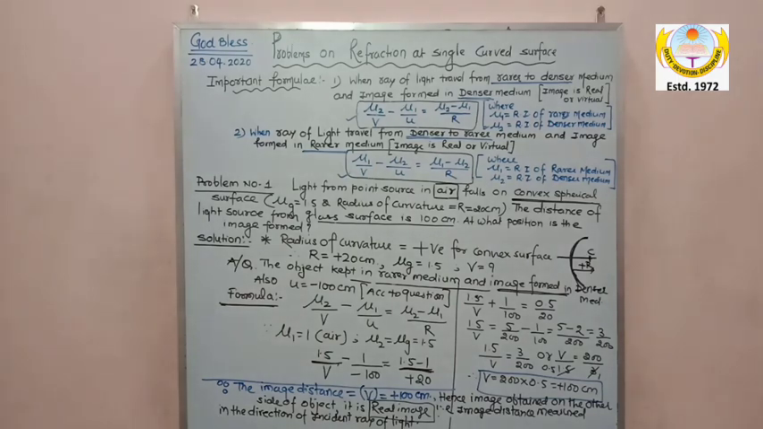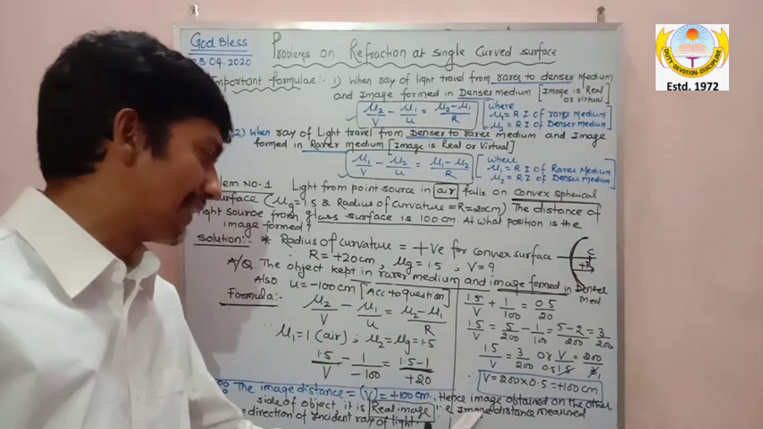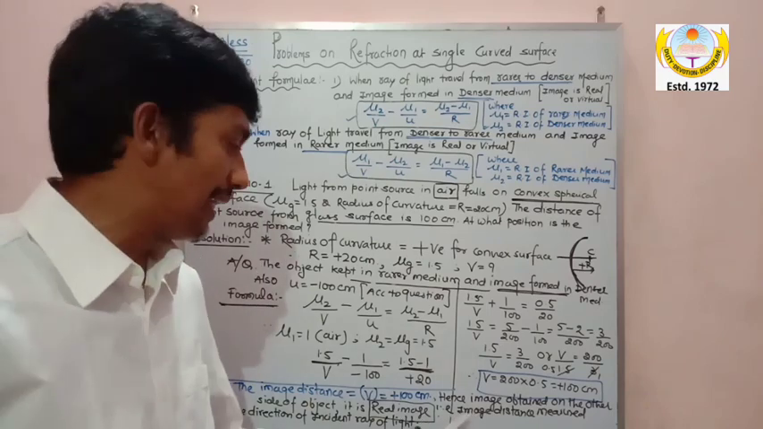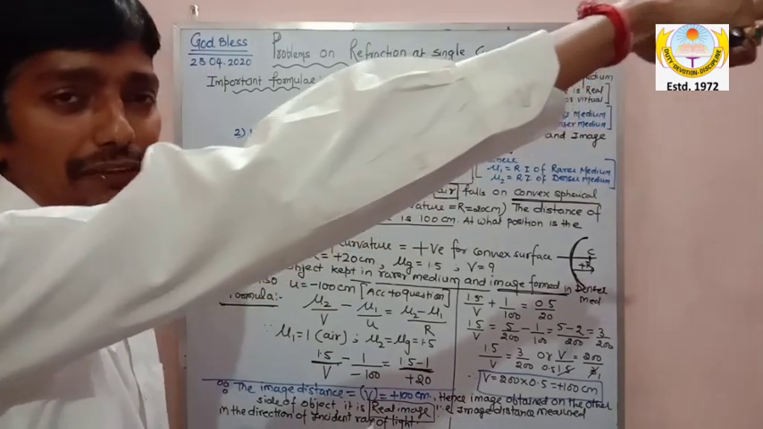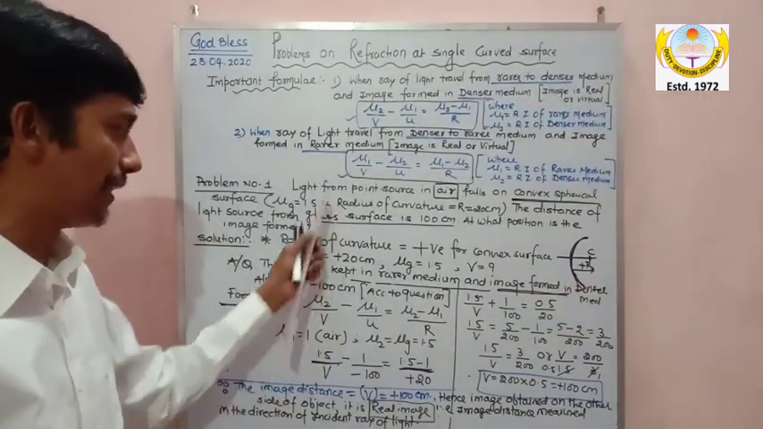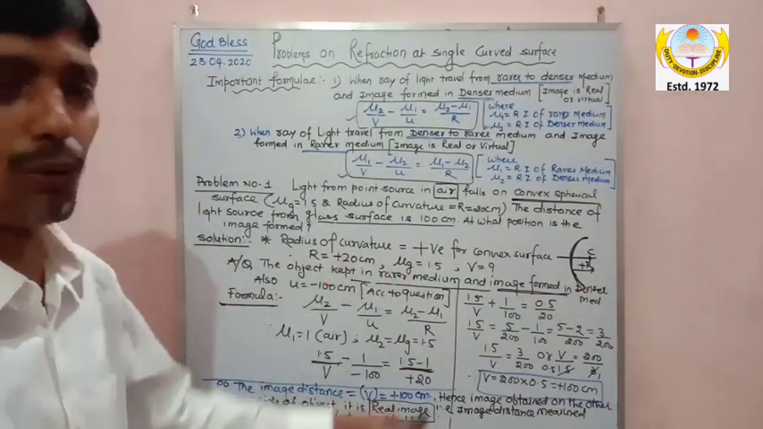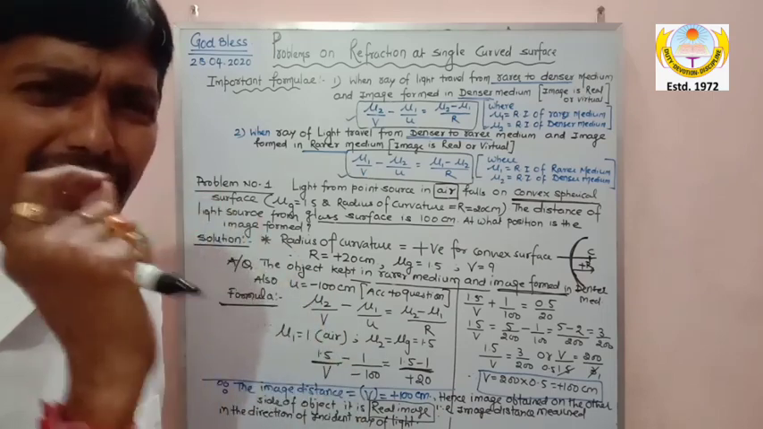So two things are very important. First, the answer is positive, which means the image is obtained on the other side of the object. And second, the image distance which I have measured is in the direction of the incident ray. So that's all from my side, my dear, for this first numerical. I hope you all understood. What is very important in the numerical?